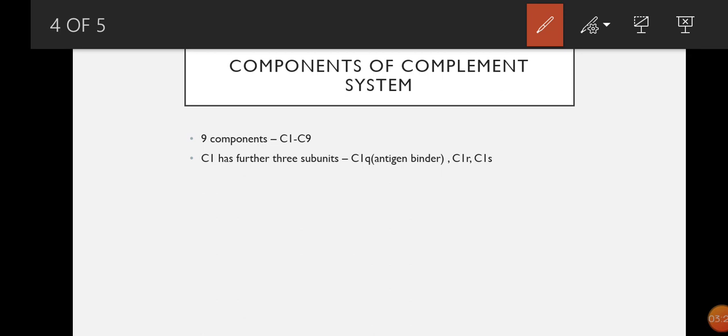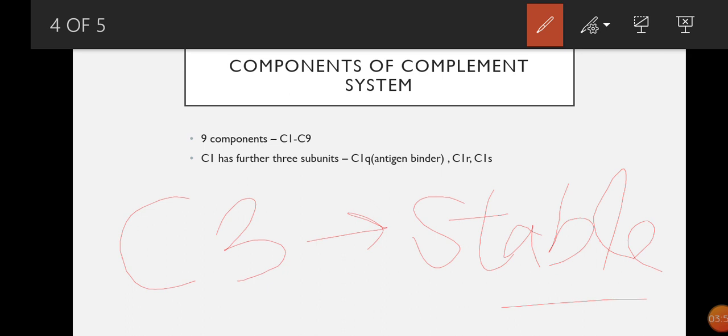Then we have C2. It is also heat labile, but it is not present in the euglobulin fraction of the serum. Rather, it is present in the alpha and gamma fraction of the serum. Then we have C3. C3 is not heat labile. It is heat stable, and it is not present in the alpha and gamma fraction of the serum. Rather, it is present in the euglobulin fraction.